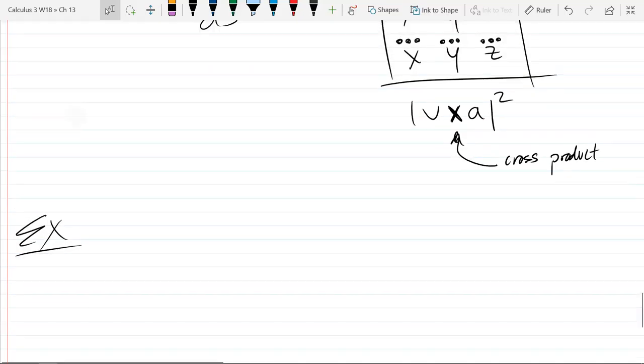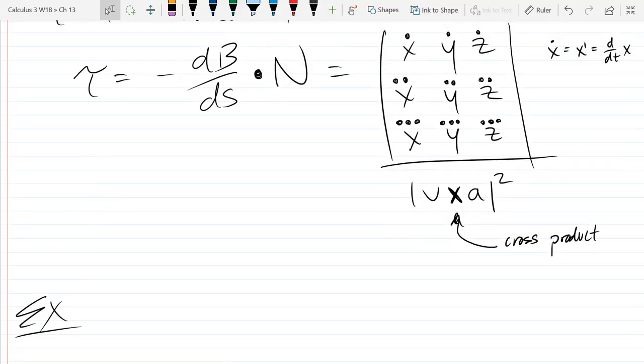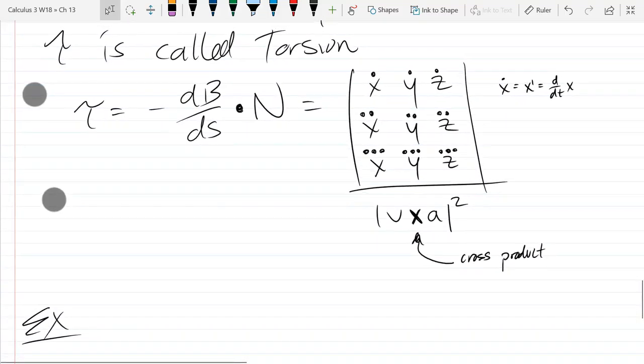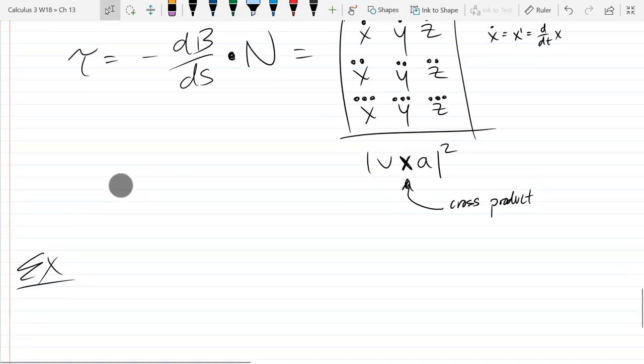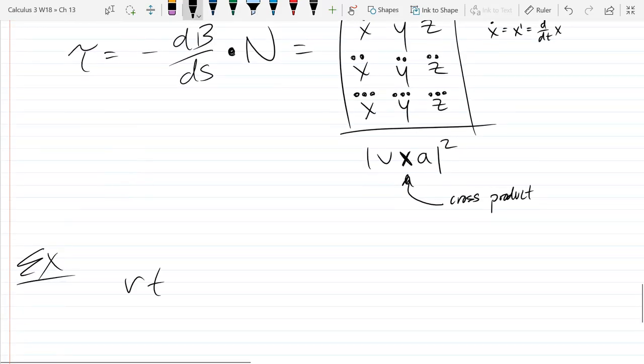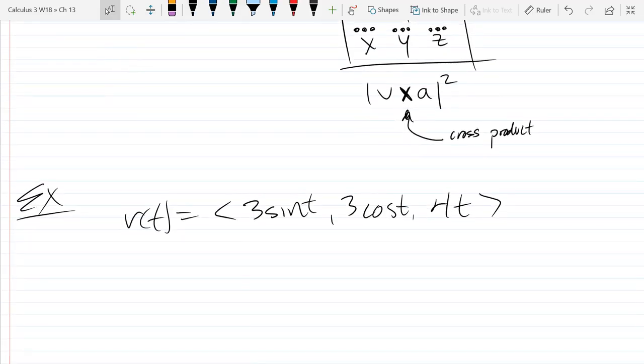So I just gave you a formula for torsion. That's what this tau is called in this case. So we're going to find, so we'll take an easy curve. We'll do the 3 sine t, 3 cos t, 4 t. And I want to know T, N, torsion and B.